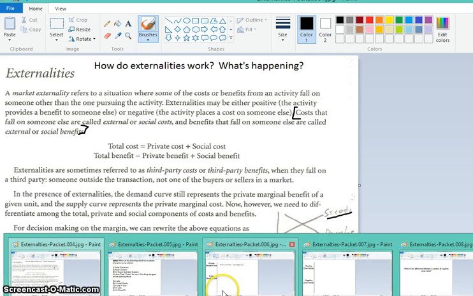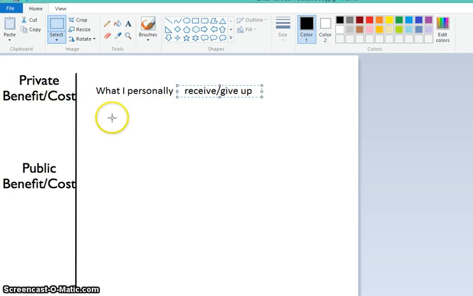In the next page in your packet, it should look like this, except you have to write this in. When we're talking about private benefits, we're talking about what I personally get out of this, whether it's the satisfaction of eating the hamburger, or what I personally get as a seller. You can think of it in monetary terms. The benefit is what I receive, and the cost is just the cost that I give up, in terms of time, perhaps, or energy, or monetary cost as well. Those would be private costs.